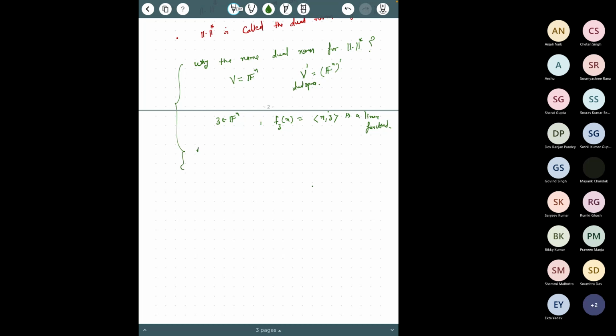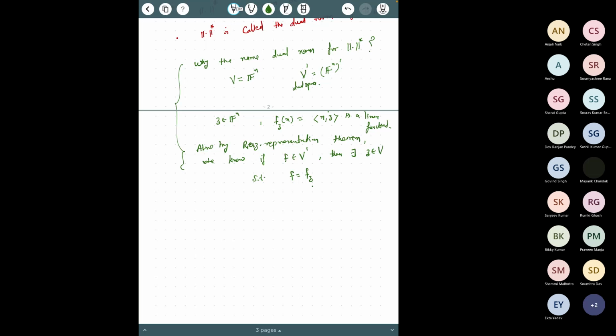Also by the Riesz representation theorem, we know that if f is in V dash, f is a linear functional on V, then there exists a vector z in V such that f is equal to fz. So that means every linear functional in V dash is of this form fz corresponding to a unique z, right? So every linear functional can be identified by a vector, right?